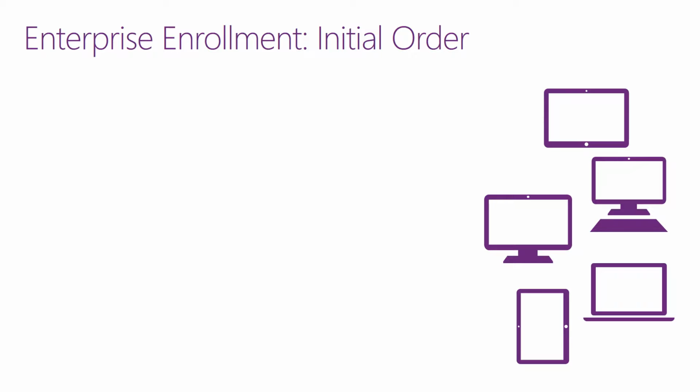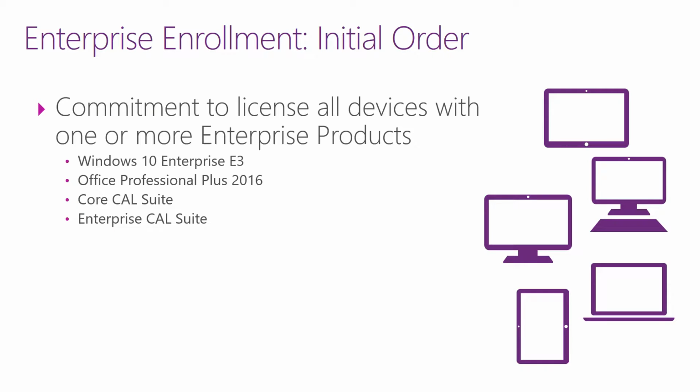When all the agreement documentation is signed, an initial order is made, and it's that I'd like to look at now. We know that the enterprise enrolment requires commitment, but what is this exactly? Well, the customer commits to license all of their devices with one or more of the enterprise products. The enterprise products are a small subset of products, so Windows 10 Enterprise E3, Office Professional Plus 2016, and the Core and Enterprise CAL suites.